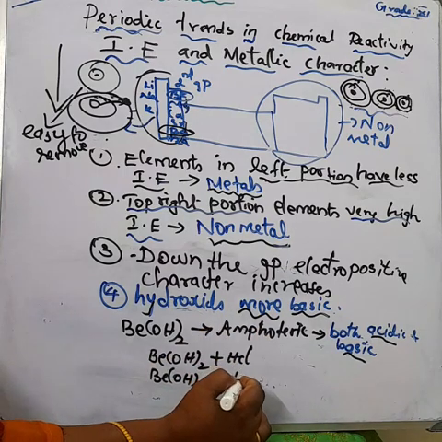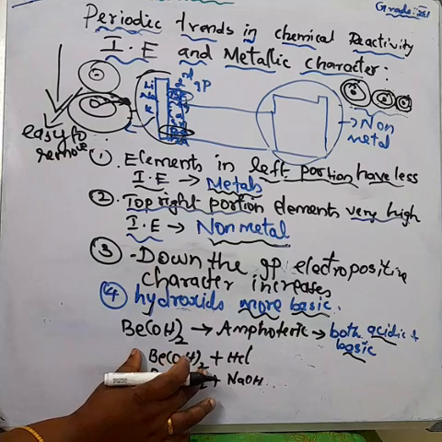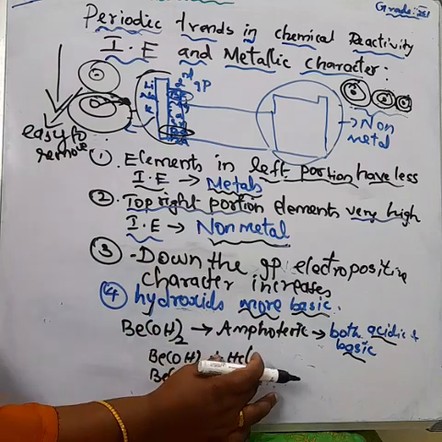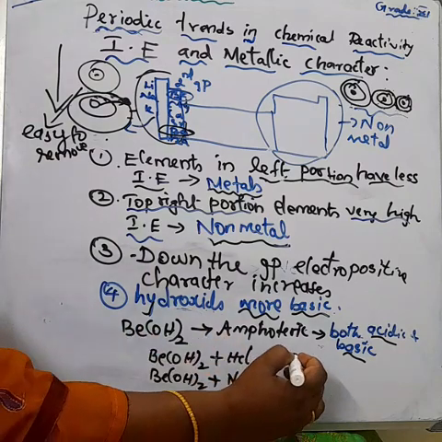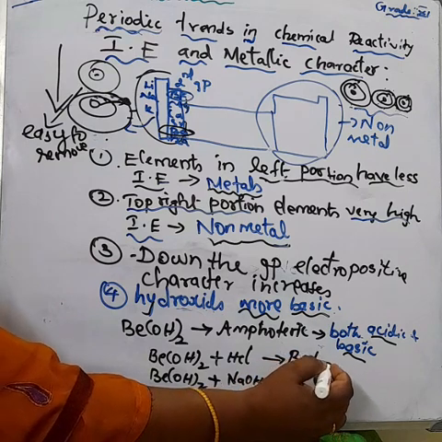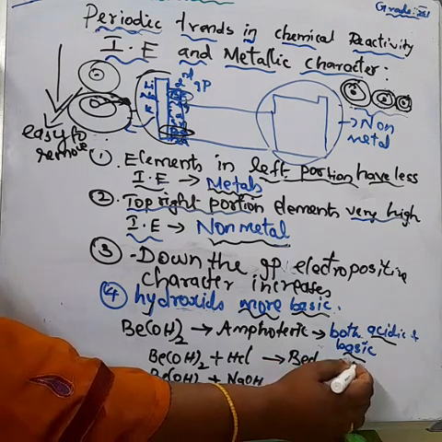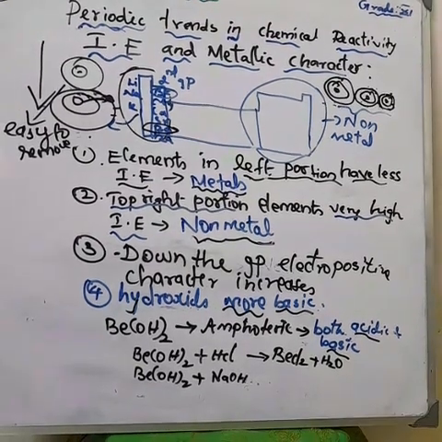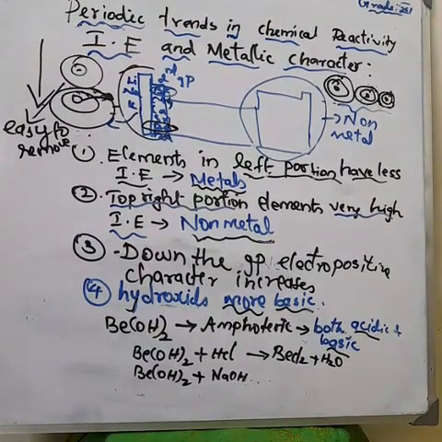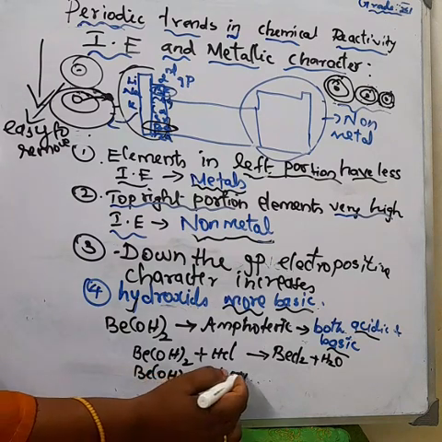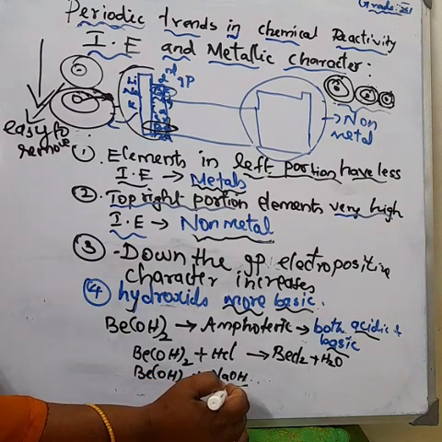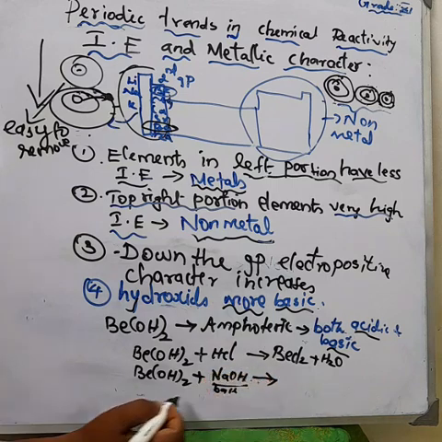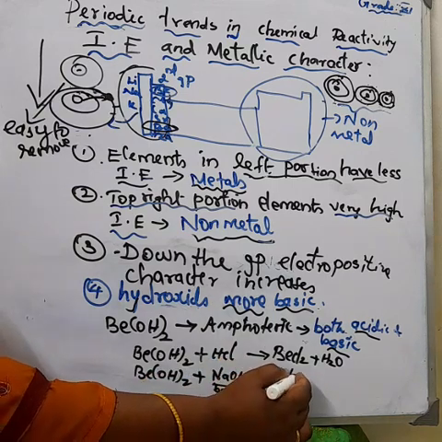Okay, beryllium hydroxide, Be(OH)2. When it combines with hydrochloric acid, it forms beryllium chloride and water, BeCl2 and H2O. Like that, when beryllium hydroxide combines with sodium hydroxide, which is a base, it forms sodium beryllate.